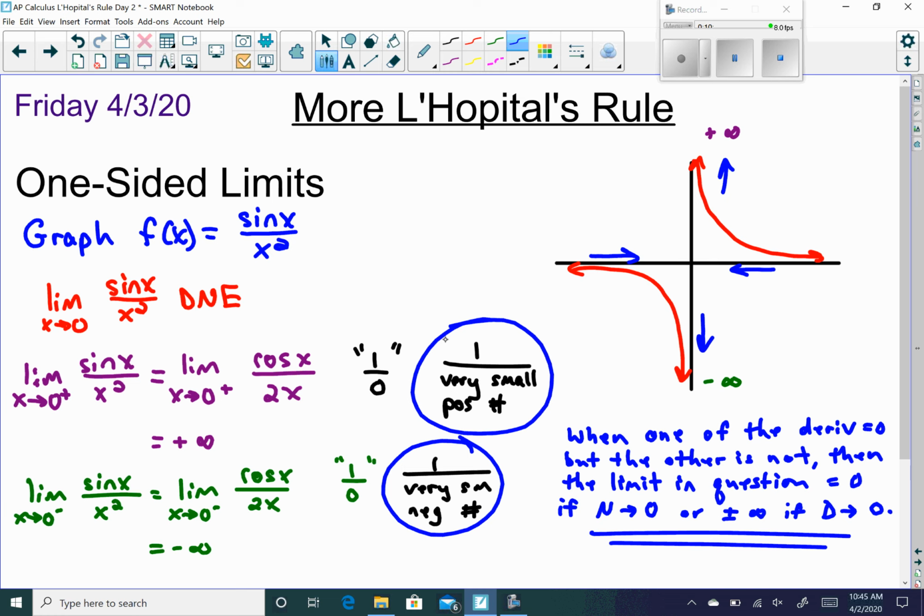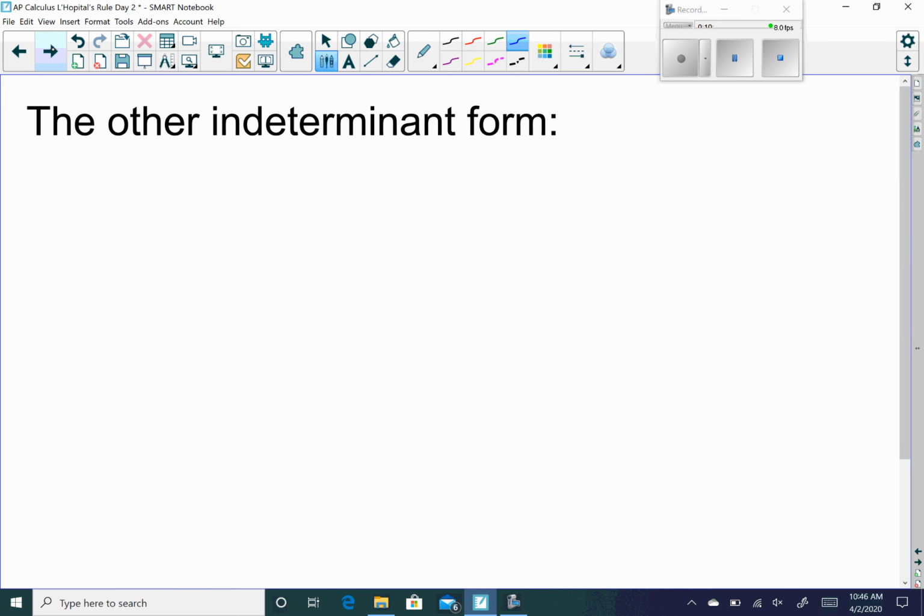All right, so that's looking as if our limit overall didn't exist. We have to separately take a look at the one limit from the left and the limit from the right. The other indeterminate form we'll be looking at is what happens if we get infinity over infinity. Again, because infinity isn't an actual number, anything involving that could be considered an indeterminate form. There are others, but these are the two, 0 over 0, infinity over infinity, that we'll be looking at. So let's take a look.